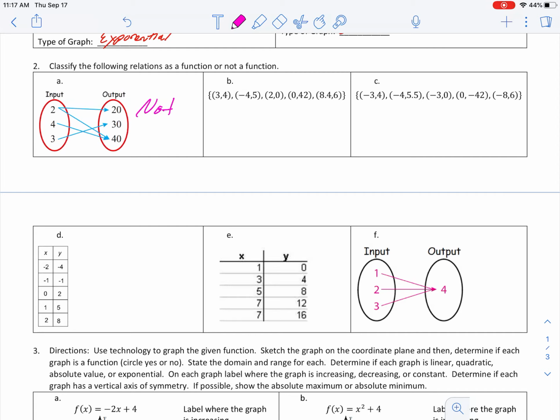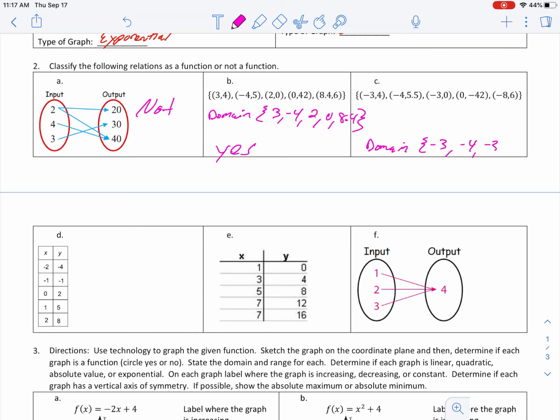Letter B, it's kind of the same way, written as B, C, and D are a little bit different formatting, but I'm looking at the domain. I always start by looking at the domain, and in this case, the domain is always the x values: 3, -4, 2, 0, and 8.4. Because nothing is repeating in that domain and going to a different output, I know that this is going to be a function.